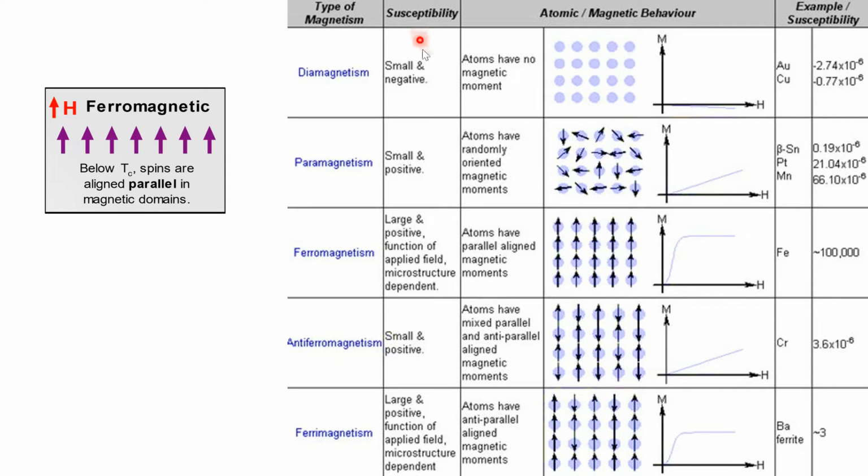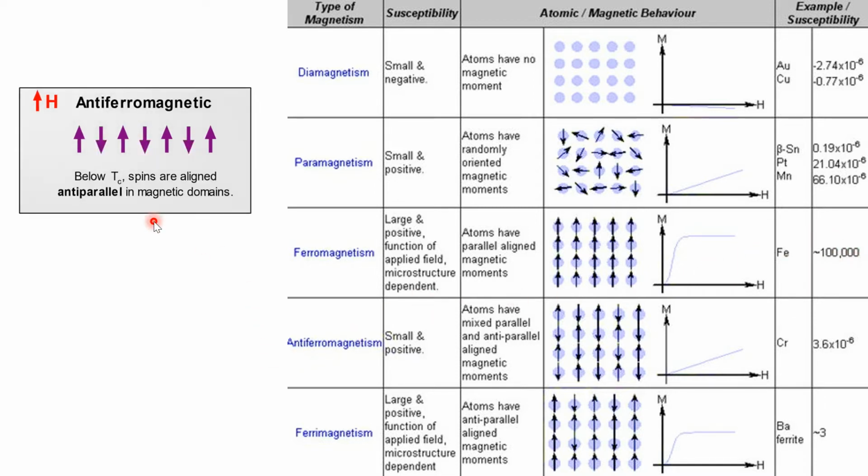And therefore, we were told that the magnetization of such materials will be very high. The susceptibility is very large and positive. It is a function of the applied magnetic field as well as the microstructure of the material. If you see this arrow diagram, all the domains are in the same direction. And see the susceptibility value, it is approximately 100,000, right? So it's a very high magnetization for the material.